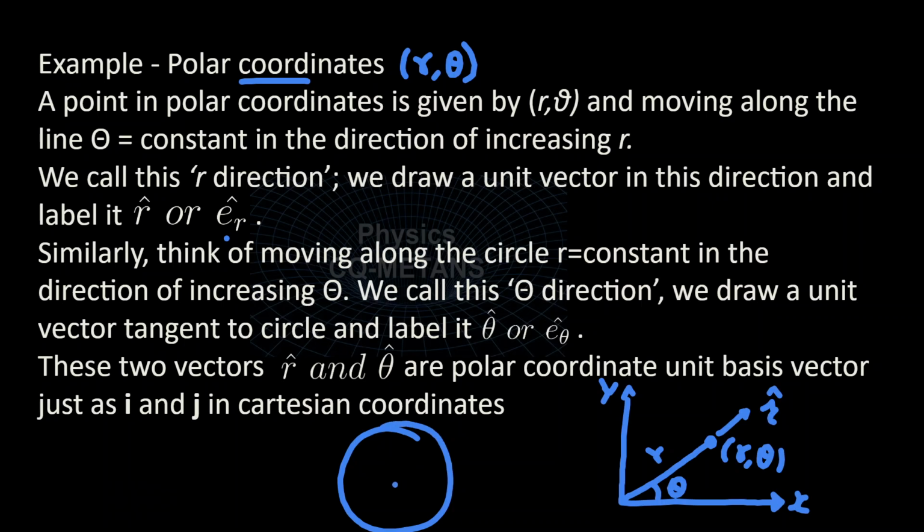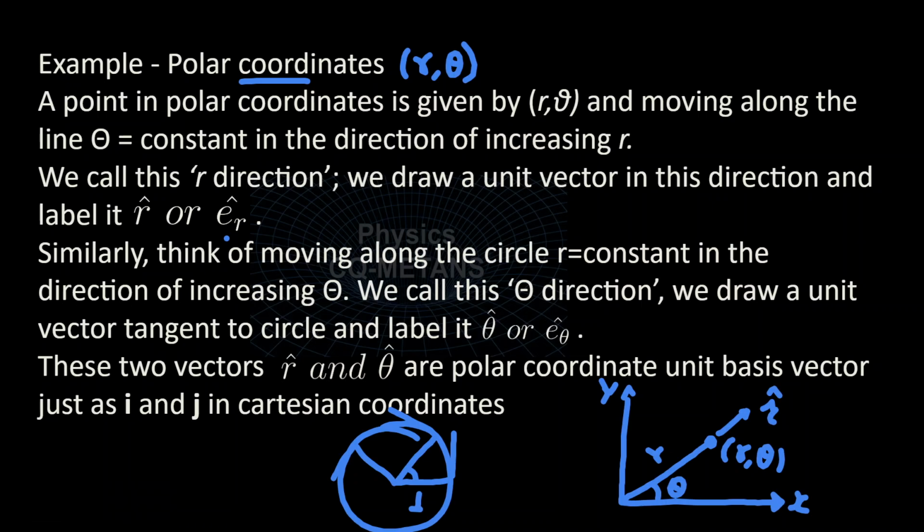In the same way, suppose we are moving on a circular path, on a circle, so the radius is the same. At this point the angle is theta, and the radius vector r is still the same. Now if we move over here, the angle changes. So we are moving with constant r but in the direction of increasing theta. How does theta increase? Tangentially.